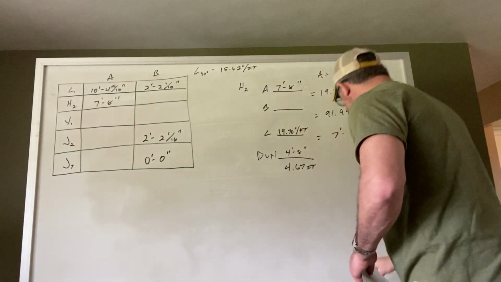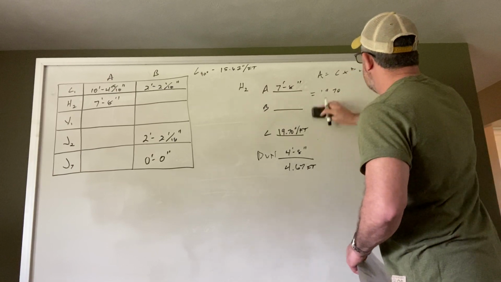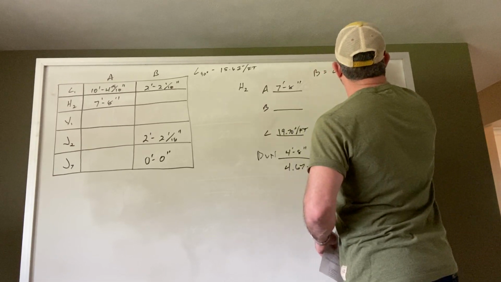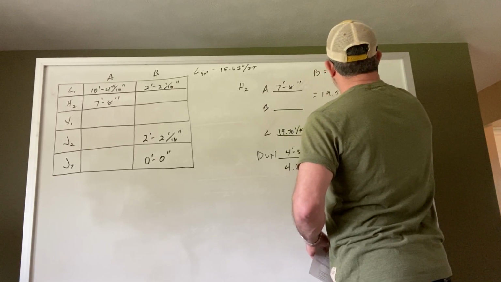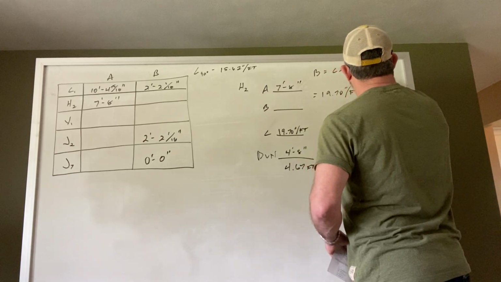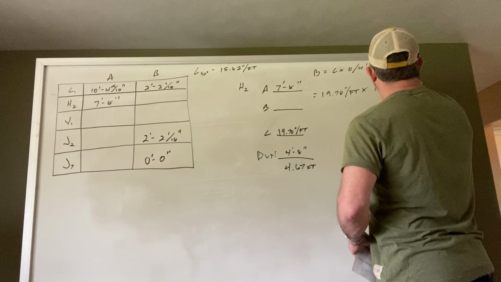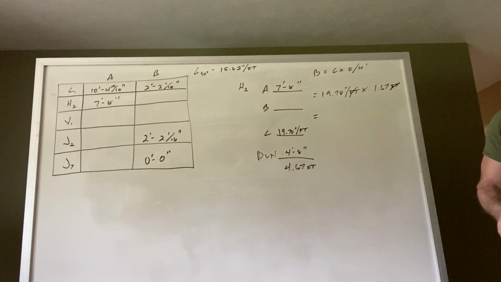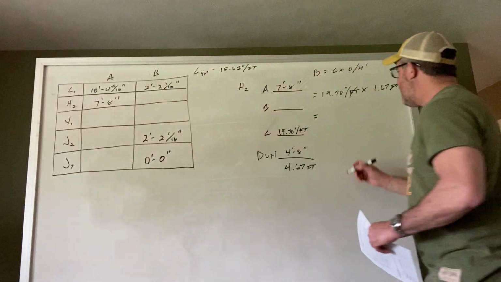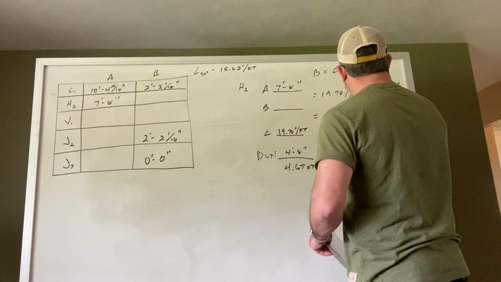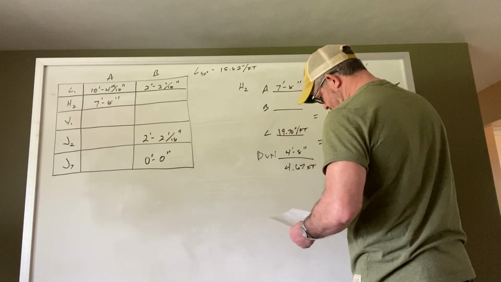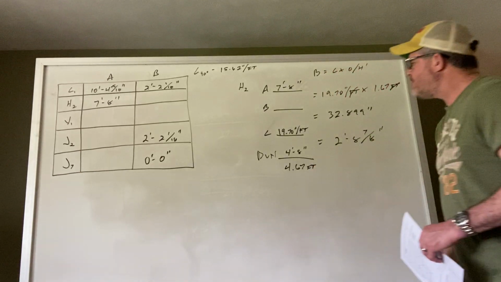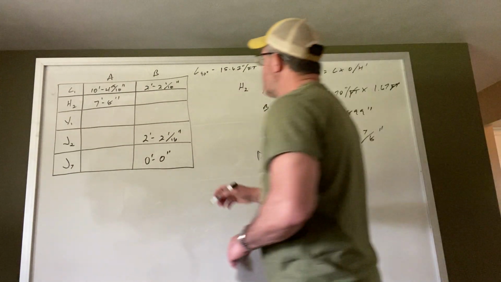Okay, then I solve for my B. B equals C times overhang in feet. So that equals 19.70 inches per foot times my 1.67 feet. Again, I've got a 20-inch overhang this time. Okay, so that comes out to 32.899 inches. Convert back to feet and inches, and I get 2 foot 8 and 7/8. Okay, 2 foot 8 and 7/8. That goes right here.